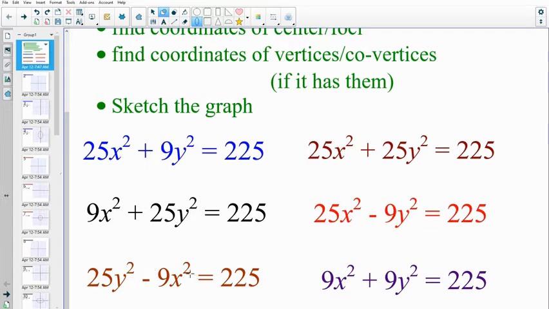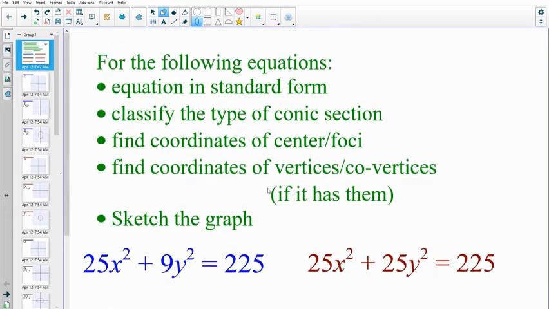For many of them, the coefficients on the x and y terms are different, but for some of them, they are the same. We'll talk about what that means as well. So for each of these problems, we're going to switch them around so that they are in standard form, so it's more recognizable. If I give one of these to you right now and ask, is this a circle, hyperbola, or ellipse? You may not know. So we'll switch it around to a form that's more familiar.